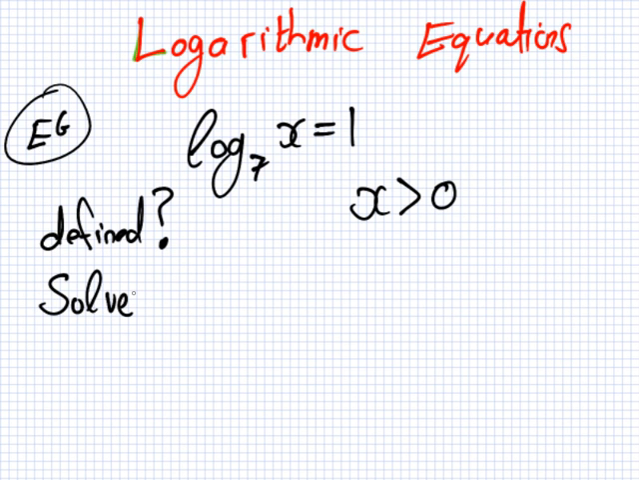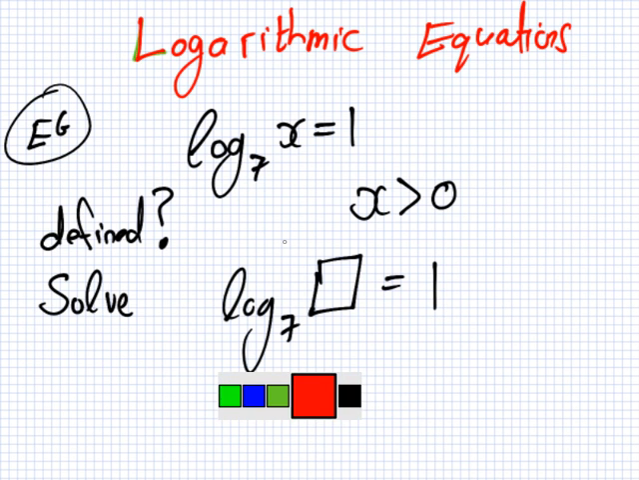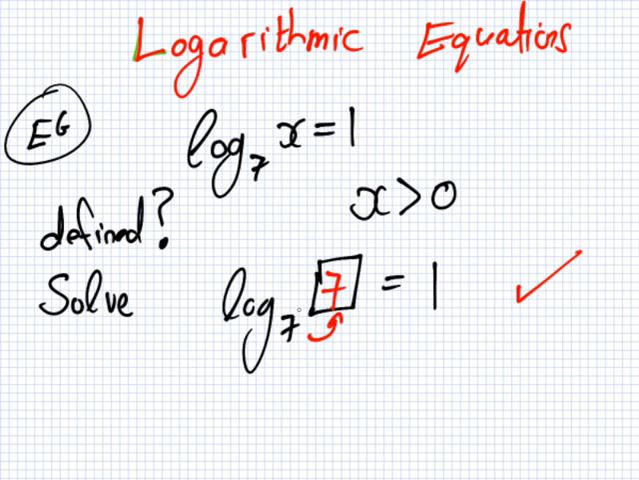Now, this question here, there's not really anything to solve. You just need to think. What number do I put here to make the answer 1? There's only one number. 7. If I write 7 here, then it's right. 7 to what power makes 7? The answer is 7 to the power of 1 makes 7. So the answer here is x equals 7.